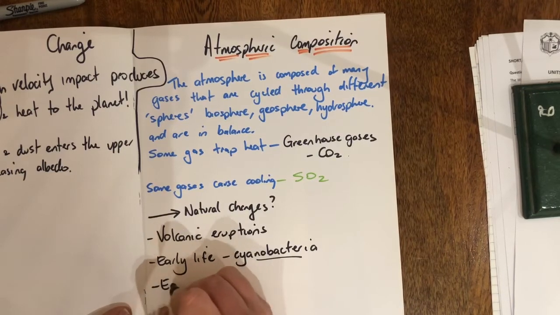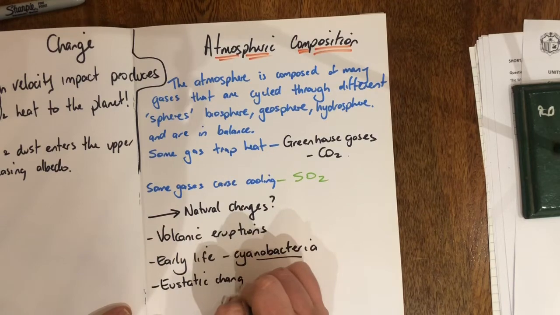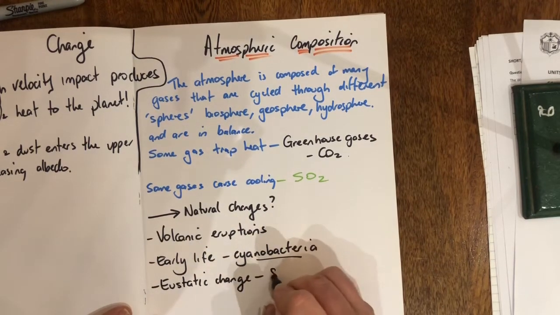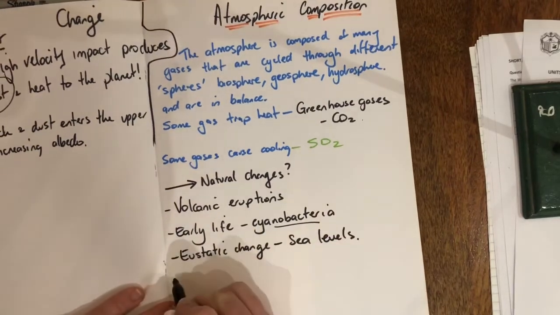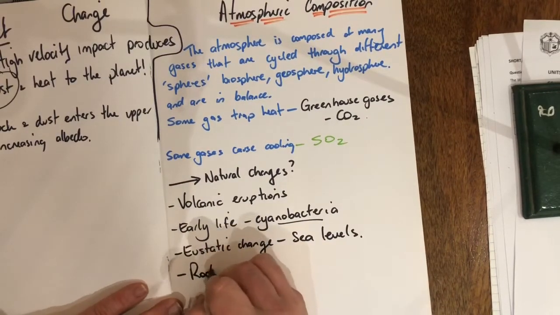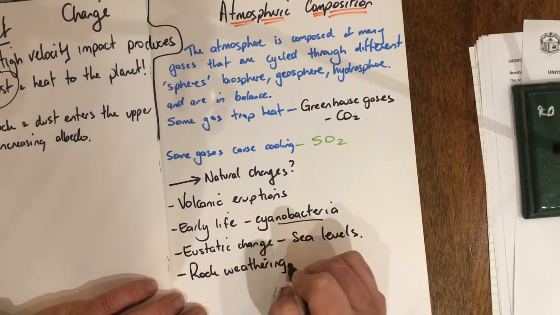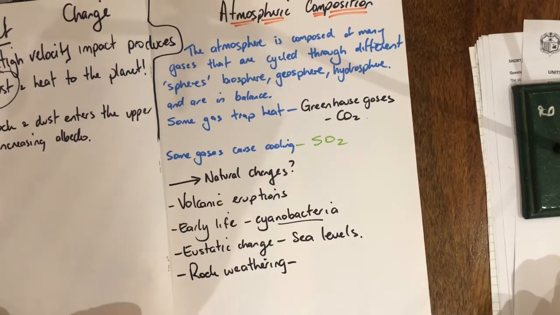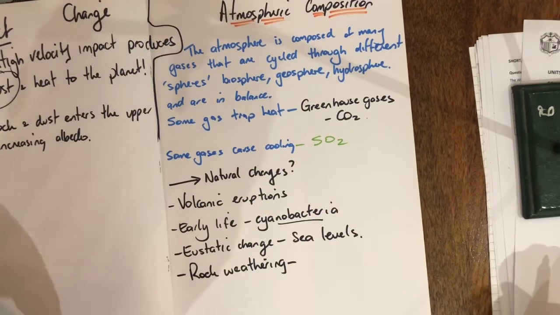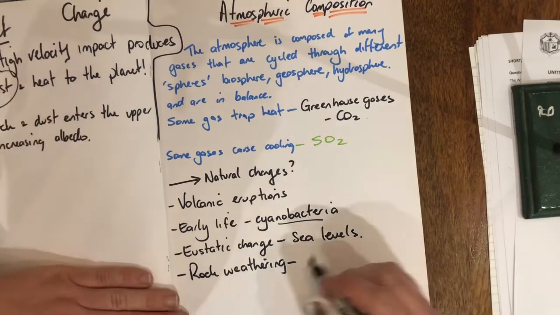Eustatic change. And these are sea levels. Rock weathering. So obviously rock has a great deal of carbon within it, and as rock is eroded and weathered, carbon dioxide is released into the atmosphere.